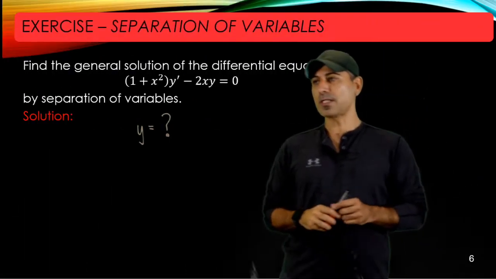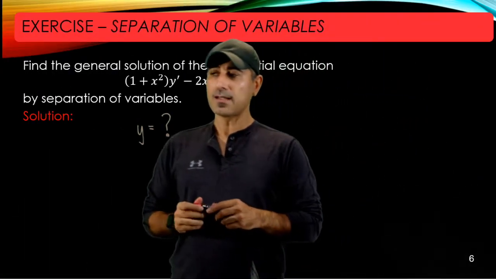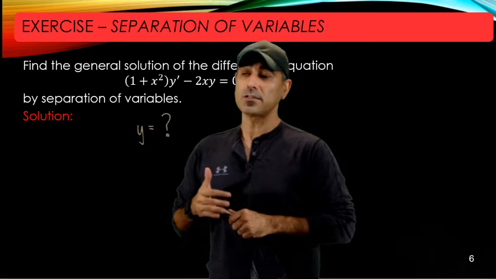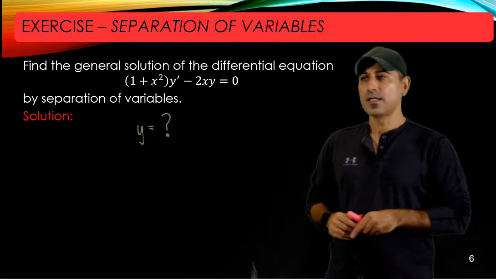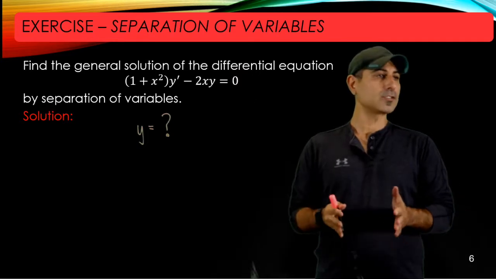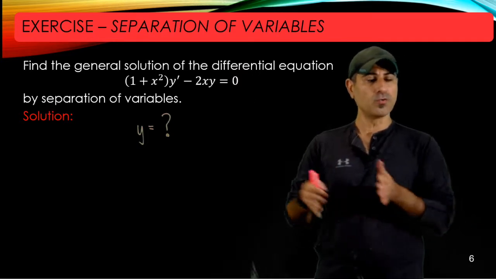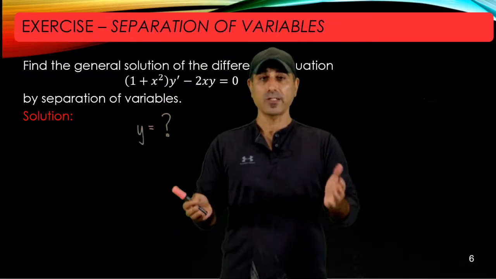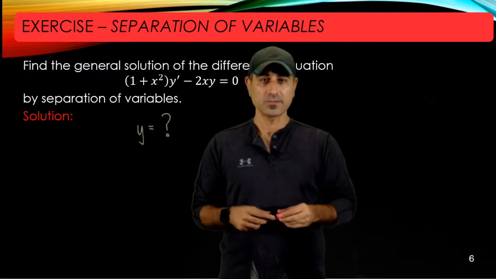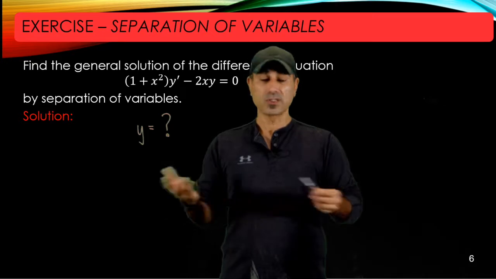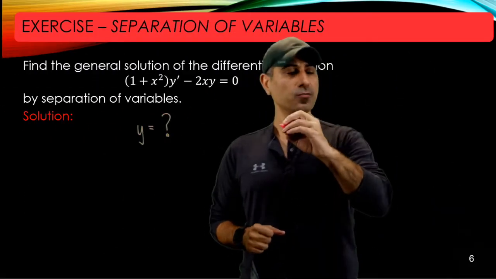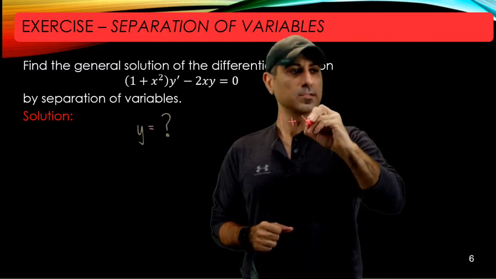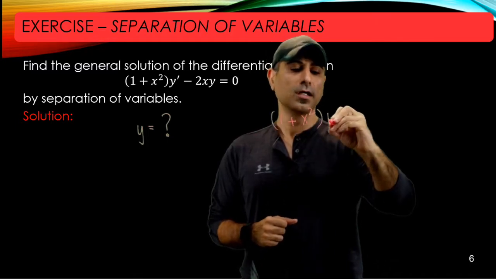So what we're going to do here is, if we can, try to separate the variables x and y. In other words, we're going to collect all x terms on one side of the equation and all y terms on the other side. This technique allows us to find the antiderivatives of both sides of the equation, which is in fact integration of both sides.